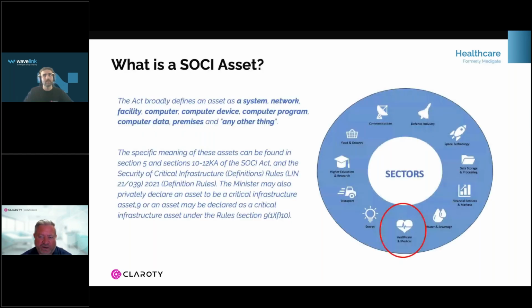So, the SOCI Act, from a healthcare and medical standpoint, is broad, right? A system, network, facility, computer device, computer program, any other thing that touches or is deemed to be critical is an asset that must be registered. And that is complicated in some respects because the meaning of the asset is difficult, as this doesn't drill down to what the asset types are. But the other complexity for healthcare organizations is, do they actually know what all their assets are? Do they have a complete list or a good CMDB to work out, okay, I've got a list of assets here. Which one of these would be deemed as critical? Which ones aren't, depending on their role, risk, but also the relationship that you have with government and government entities.